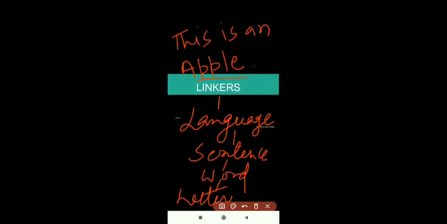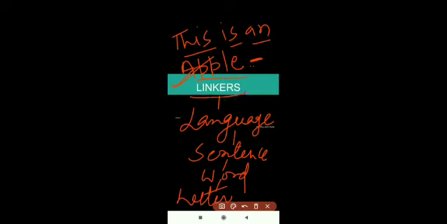Now "this is an apple" has 4 words. It means if more than one word is combined, it forms a sentence, and a sentence should always be meaningful. It also gives a meaning. So "this is an apple" is a sentence. We can say that this is a sentence, and a group of sentences can make a language. Clear?